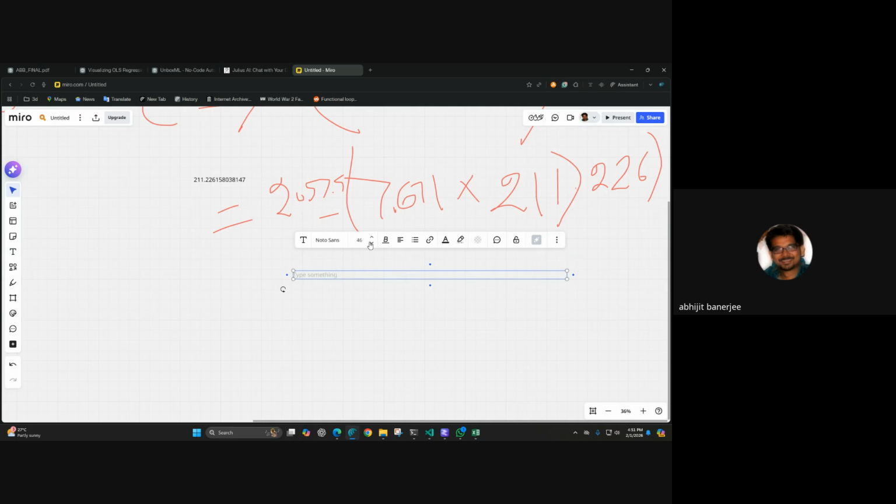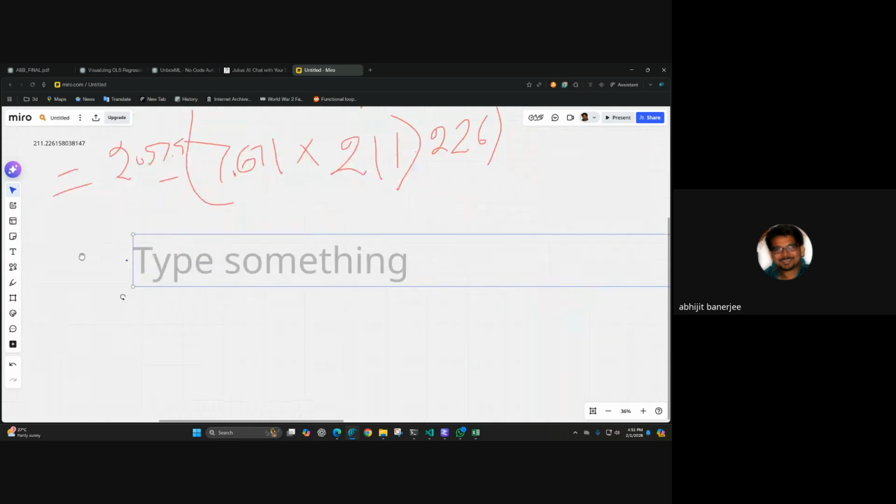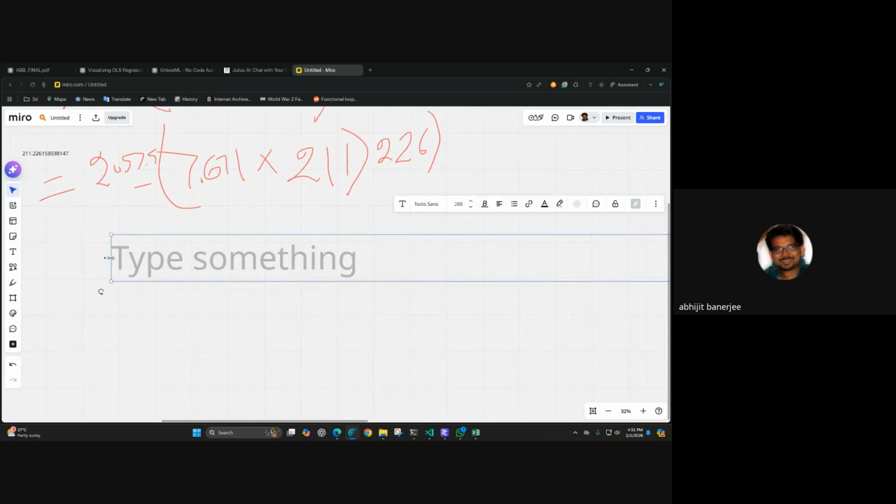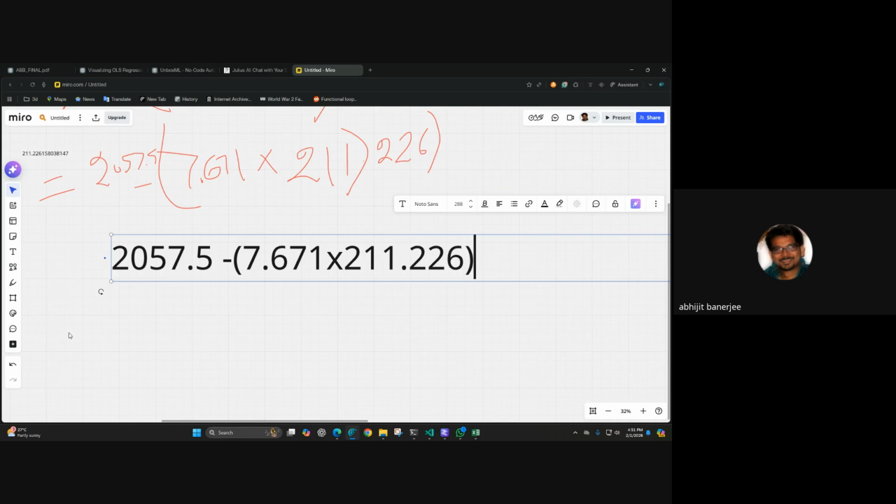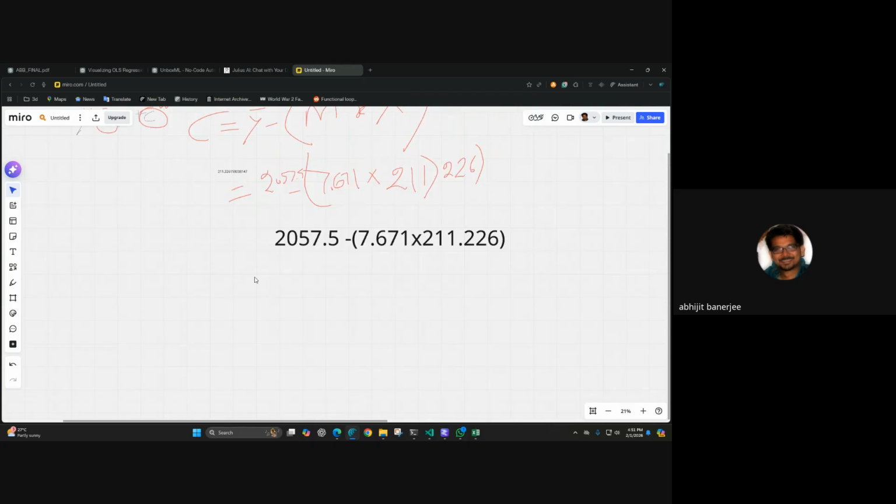This one will be 2057.5 minus 7.671 into 211.226. 211.226. What we have now is our exact c.